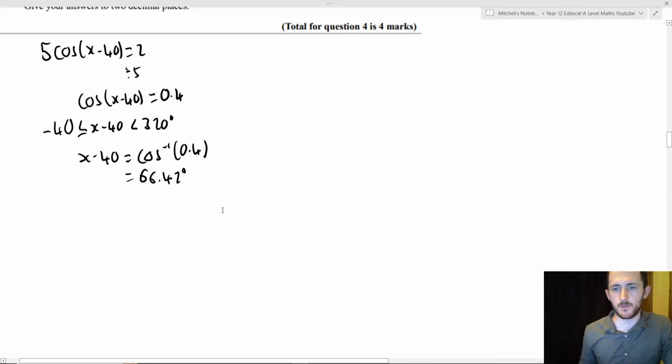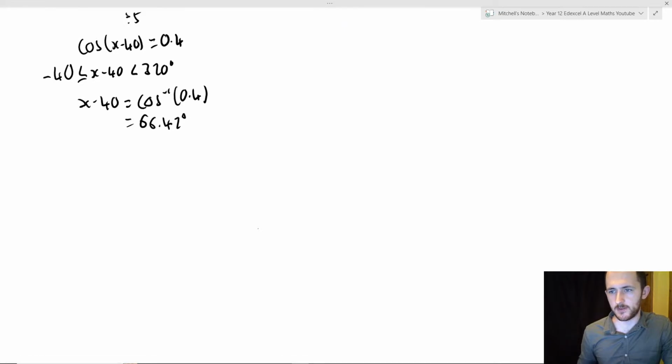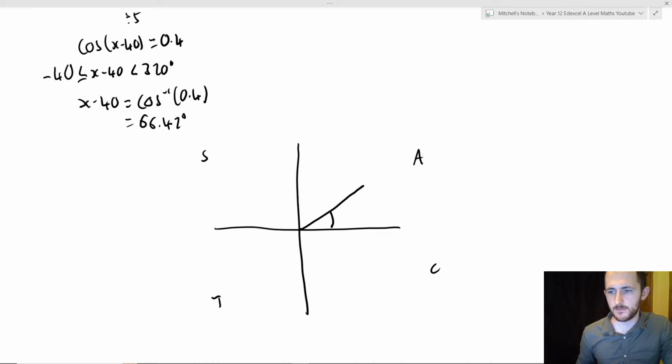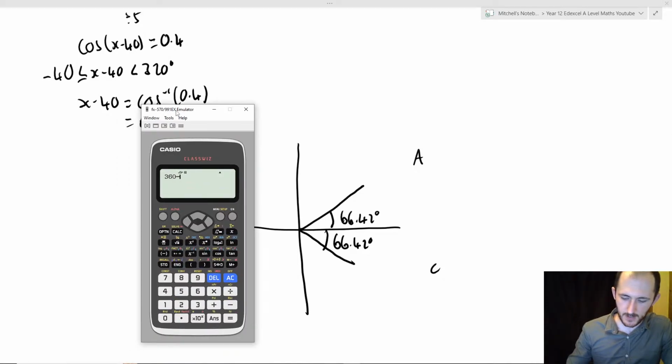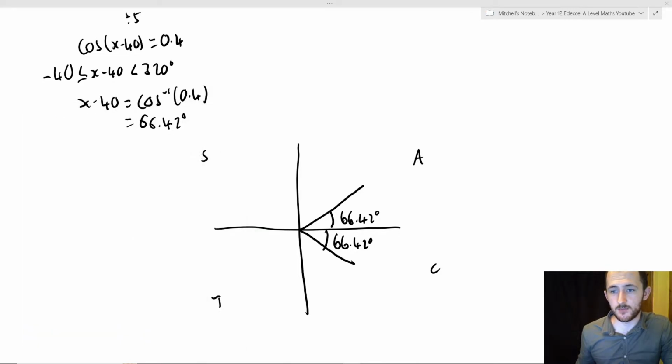Once again, we're going to head over to the cast diagram. So this is in the all section as always. And we're looking at cos here, so our other value where it's positive is going to be here. So that number there would be 360 minus 66.42, which is 293.58.